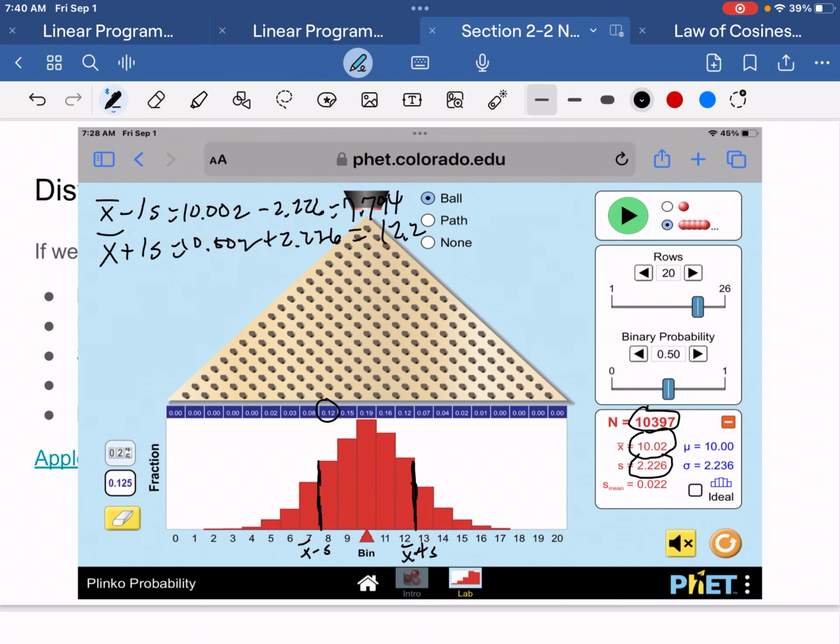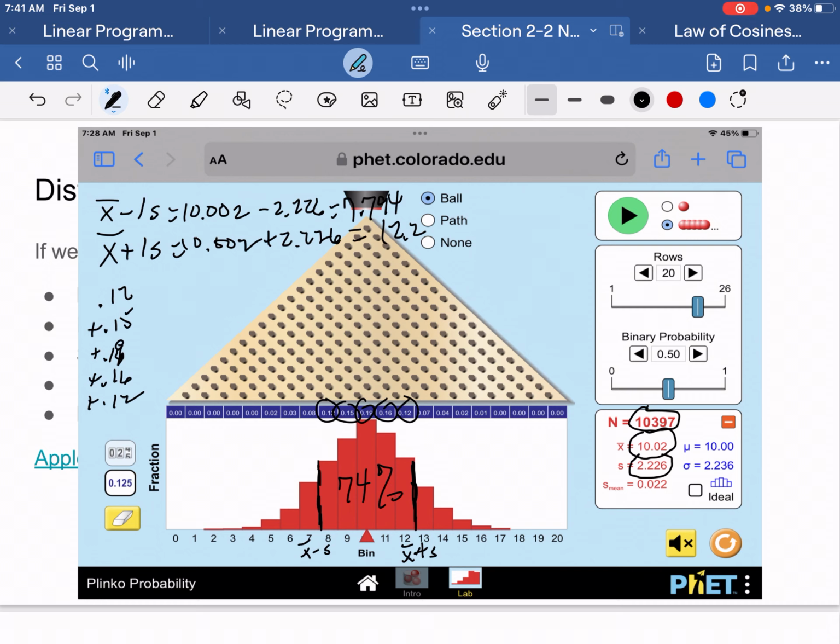If I add up these 4 or 5 percentages, we get 0.12 plus 0.15 plus 0.16, 0.19 plus 0.16, and then plus 0.12. So if I was to grab a calculator, 0.12 plus 0.15 plus 0.19 plus 0.16 plus 0.12, I get 74% of the balls fell between those two values.